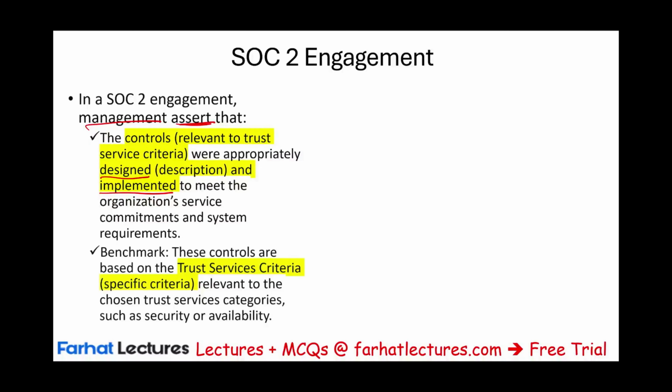These controls, they would say, are based on the trust services criteria relevant to the chosen category, whether it's security, availability, privacy, confidentiality, and so on. So this is what they use. They said, yes, it is, and this is what we used.